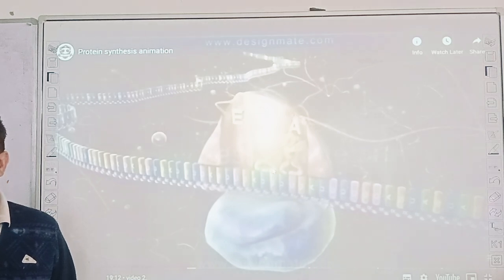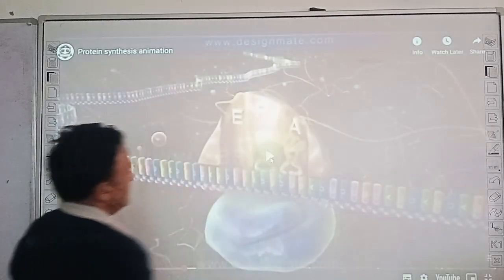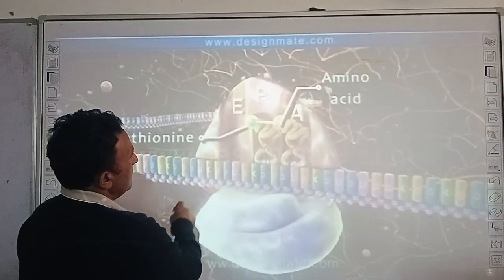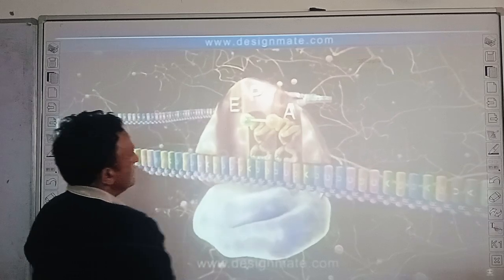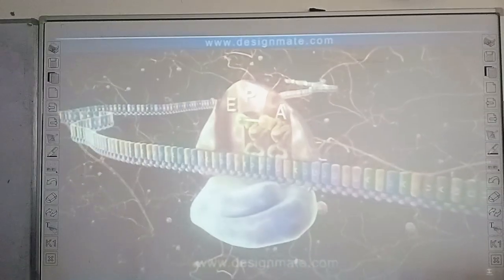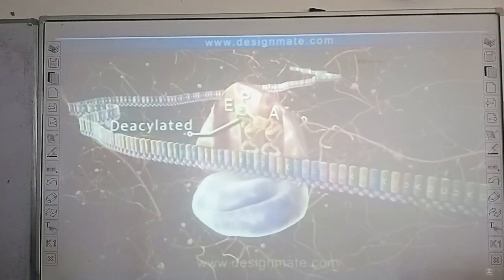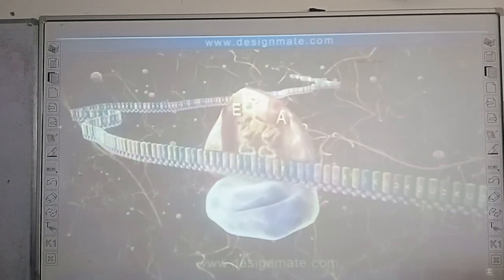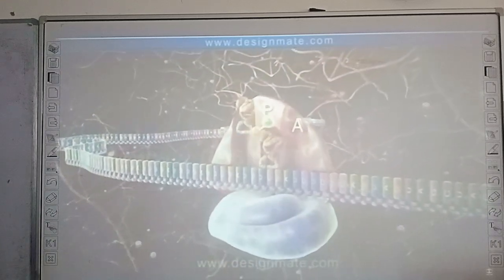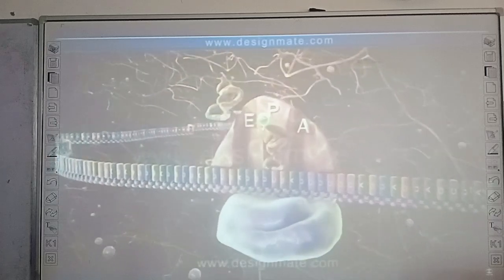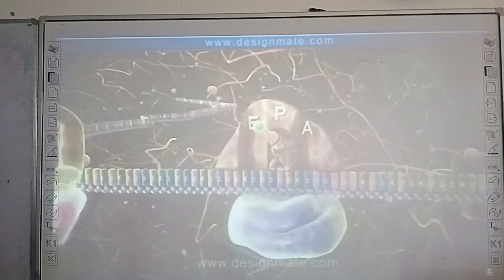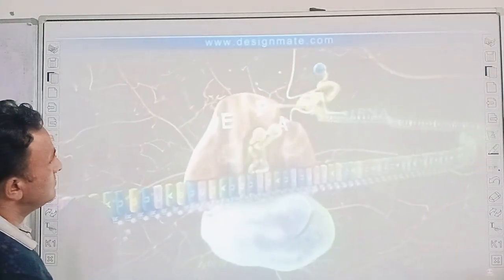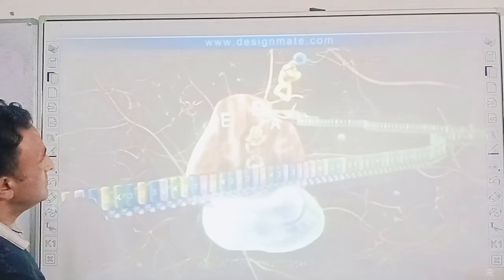The tRNA will now become empty and it will go out. Pay attention to the amino acid molecule on the tRNA. As a result, met-tRNA becomes deacylated. The ribosome then advances a distance of 1 codon and the deacylated tRNA shifts to the E site from where it dissociates. Meanwhile, another tRNA carrying an amino acid molecule attaches to the A site.